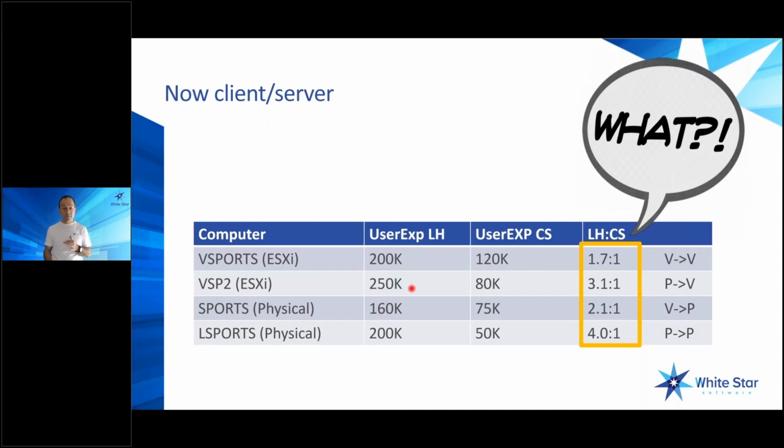Now, for VSP2, I've got one of the physical laptops talking to that database client server, and here I dropped from 250,000 to 80,000 reads per second. And then here, interestingly, again, going from a virtual machine to a physical machine, I lost about 50%, down to 75.